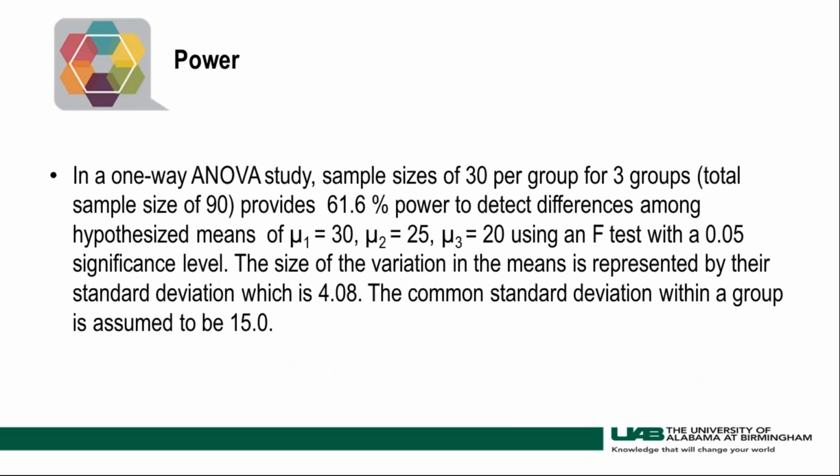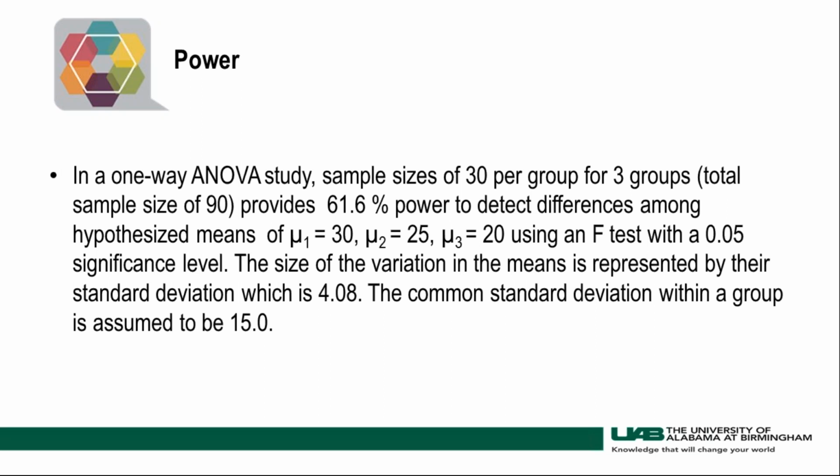This is the way I write every power calculation for a one-way ANOVA that I ship out for NIH. This is not a great power calculation. In a one-way ANOVA, sample sizes of 30 per group for 3 groups, total sample size of 90, provide 61.6% power to detect differences among hypothesized means 30, 25, and 20, using an F-test at 0.05 significance level.